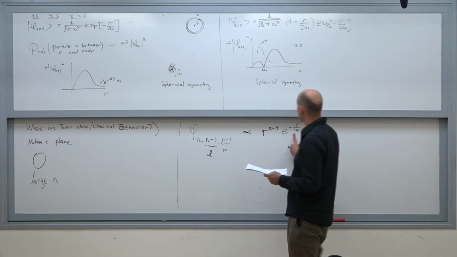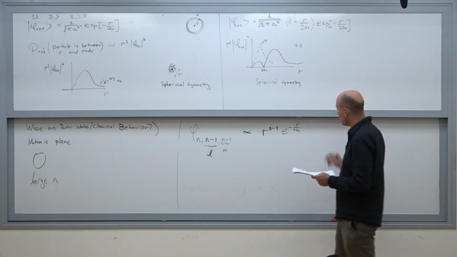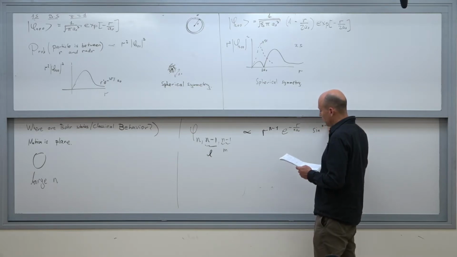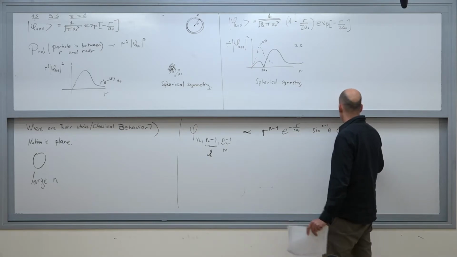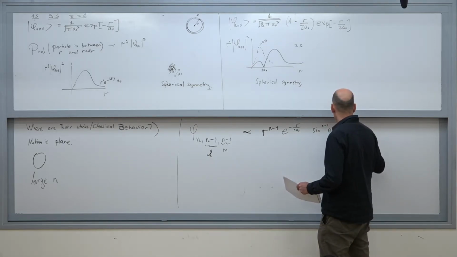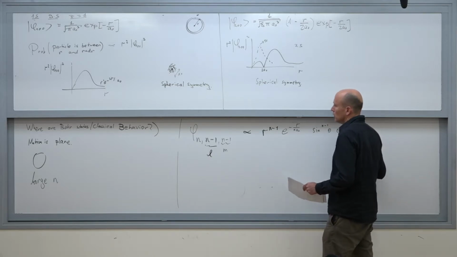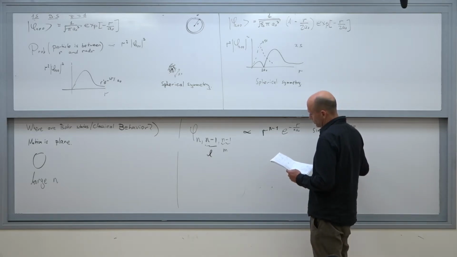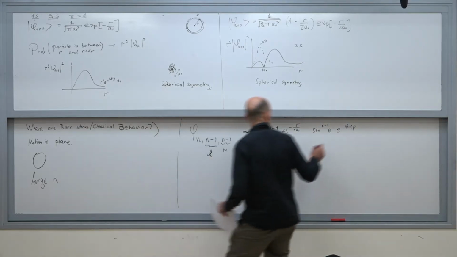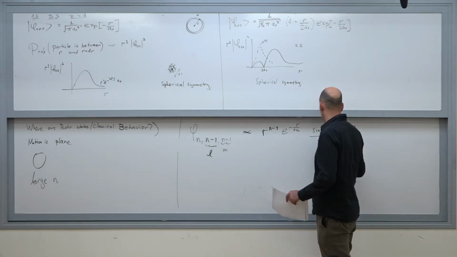This was always in the exponential. And then you have sine to the power n minus 1 theta. And here you have e to the minus i (n minus 1) phi. Minus or plus, plus I think, doesn't matter though. This comes from the Ylms.